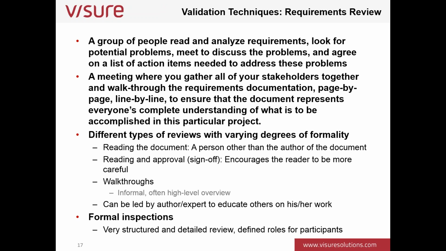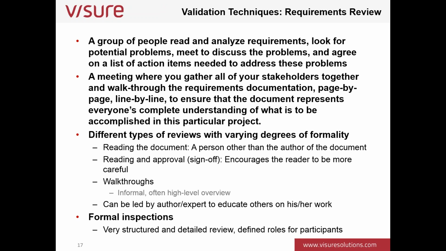So basically, it's a meeting where you gather all of your stakeholders together and walk through the requirements documentation page by page, line by line, to ensure that the document represents everyone's complete understanding of what is to be accomplished in this particular project. As simple as that, as boring as that. Okay, take into account it's not going to be super fun, but it must be done.